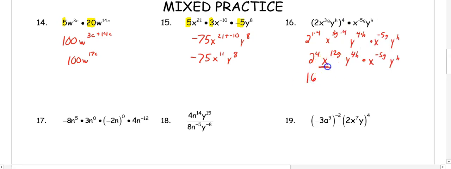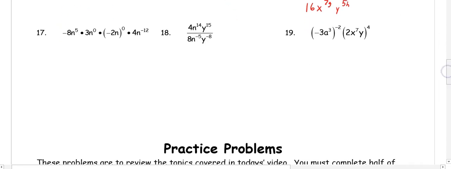We have two bases here. We have the x's, so we have x to the 12g plus negative 5g, and we have y's, so we have y to the 4h plus h. So when this simplifies, that gets us 16, x to the 7g, y to the 5h. So let's look at three more examples.